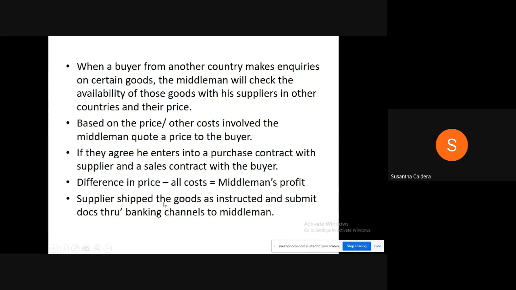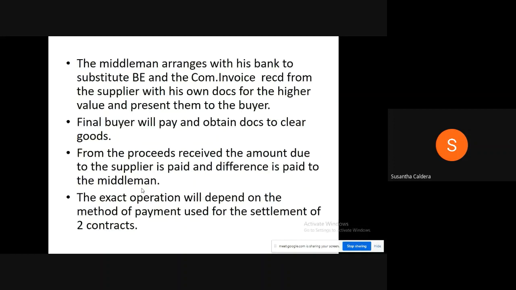Suppliers ship the goods as instructed and submit documents through banking channels to the middleman. Now, this is how it is happening. Right? Now we'll see further details. The middleman arranges with his bank to substitute the bill of exchange and the commercial invoice received from the supplier with its own documents for the higher value and presents them to the buyer. Or sometimes the middleman will supply a completely different, new set of documents, right?